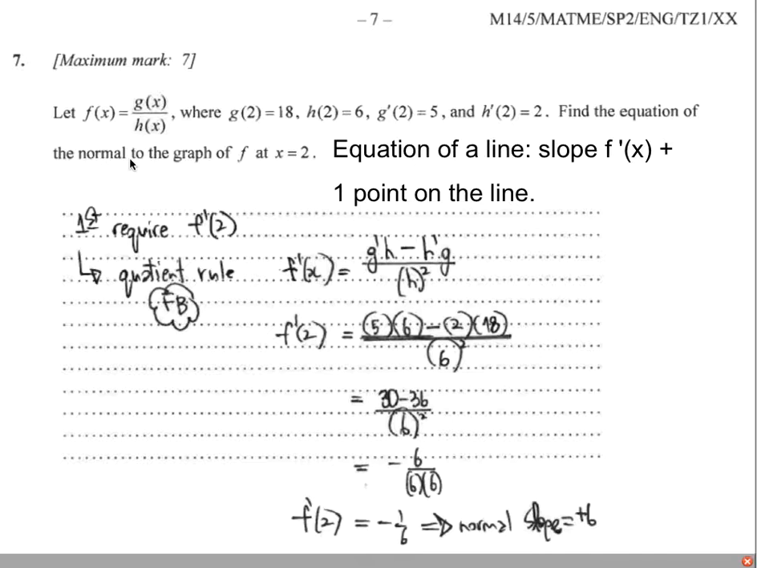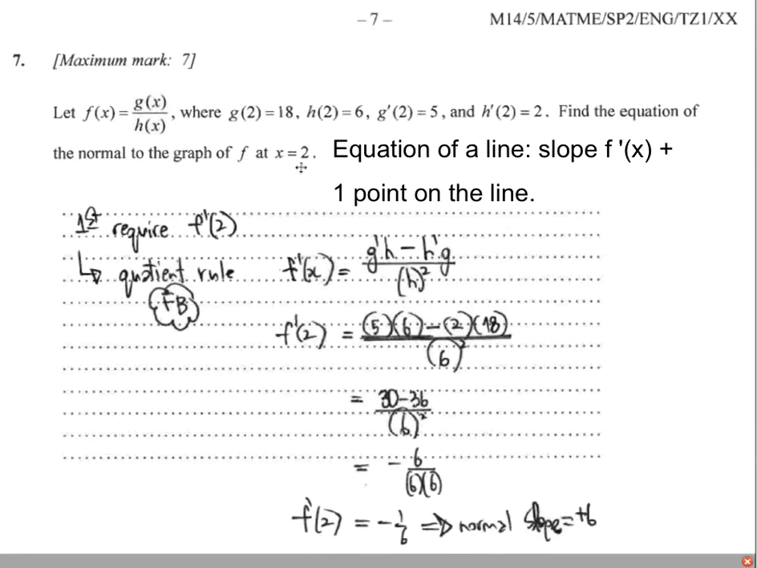But we want the normal. In other words, we want the equation of the line perpendicular to that. And you may remember that the negative reciprocal of a given slope, so if we know the slope of the tangent is negative 1/6, we do the negative reciprocal. So you take the opposite sign and you switch the numerator and denominator, and then you get 6. So now we have the slope that we need, which is 6.